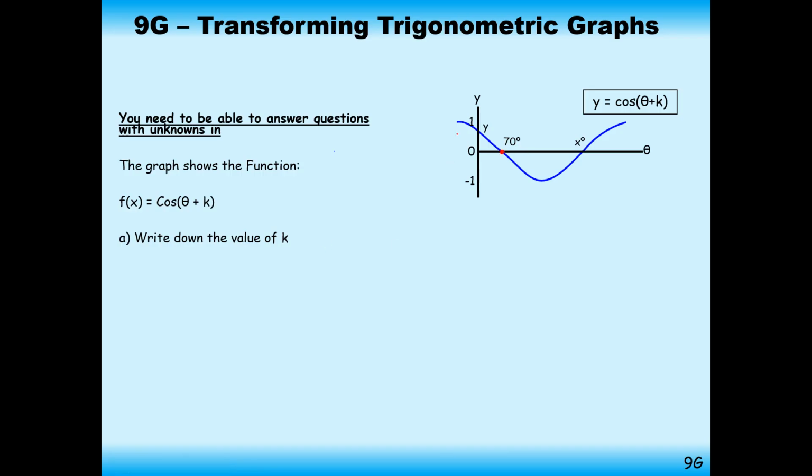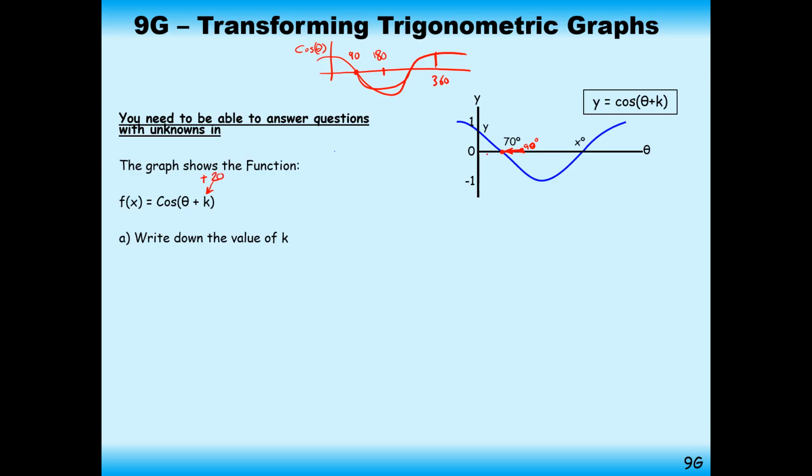Now we know that the original cosine curve would have reached its zero where, here is a full turn, 360 degrees. This would have been 180 and 90 degrees. So cosine of theta without transformation would have been at 90 here. Now that 90 has moved back by how many units? The difference is 20 degrees. So this moving to the left is where the k value is positive 20.